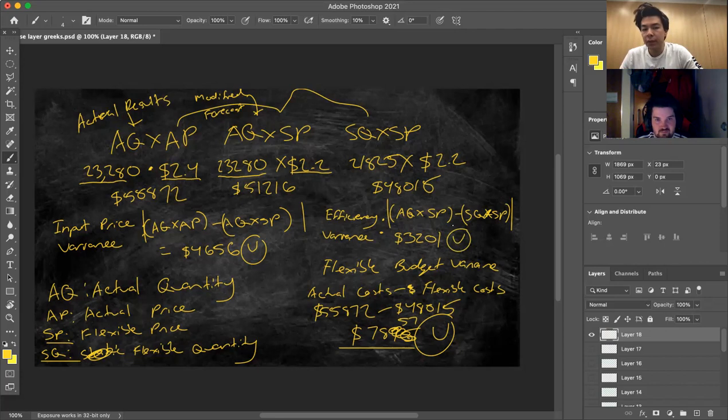That's unfavorable. And we call this the efficiency variance because we're keeping the price constant, but we're using different quantities. We're using the actual results quantity and the forecast quantity. Because we change the quantity, we see how much of a price difference that causes in our results. Because we used more materials, it made us spend $3,201 more.